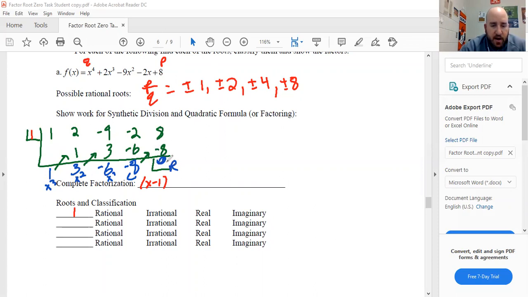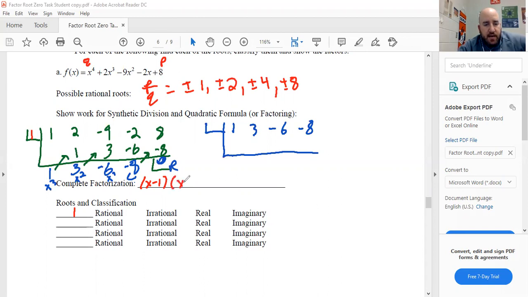So again, the remainder's cut off. It's 0. It's not going to do anything. So I take 1, 3, negative 6, negative 8. And those are the numbers I continue forward with trying synthetic division. So here's, again, one of the other little tweaks on this. Just because I used 1 here and it worked, doesn't mean I used it up and I can't use it again, all right?